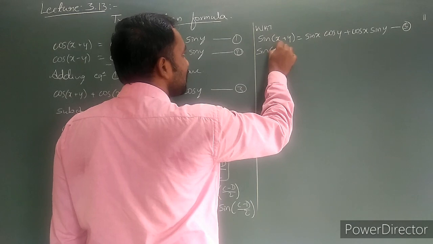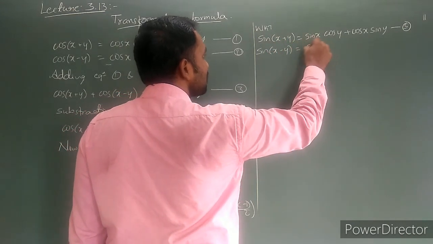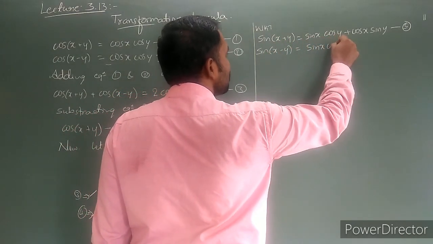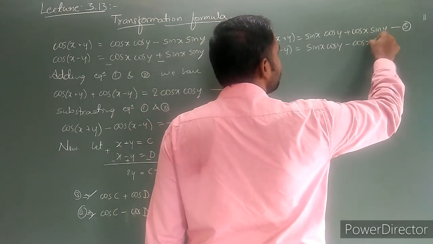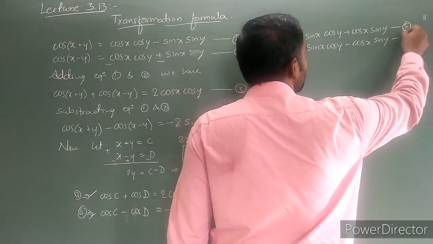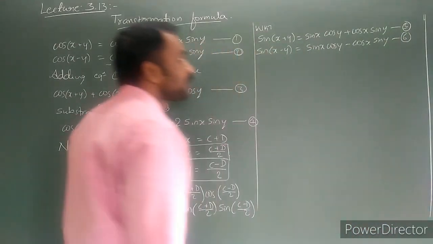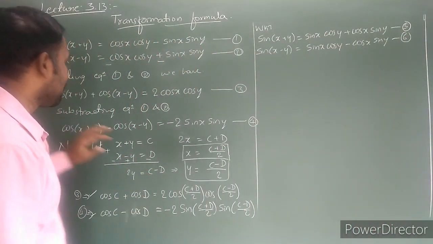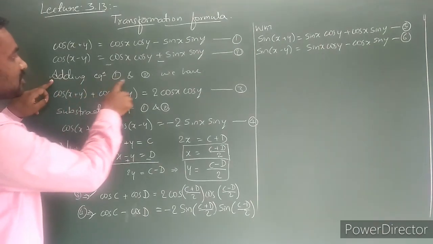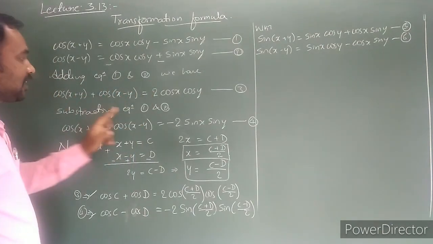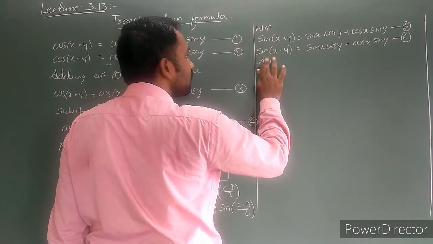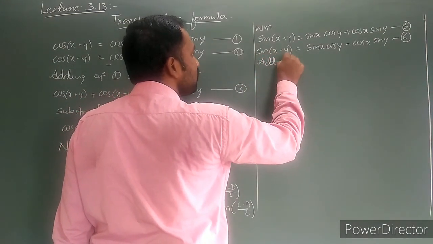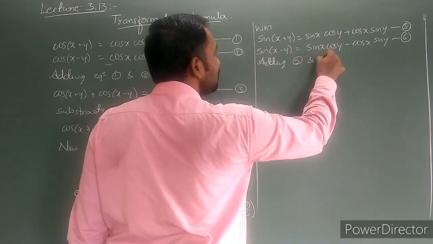Similarly, sin of x minus y is equal to sin x cos y minus cos x sin y. Call this equation number 6. Now, same thing as before: adding and subtracting equation numbers 1 and 2, similarly adding and subtracting equation numbers 5 and 6.